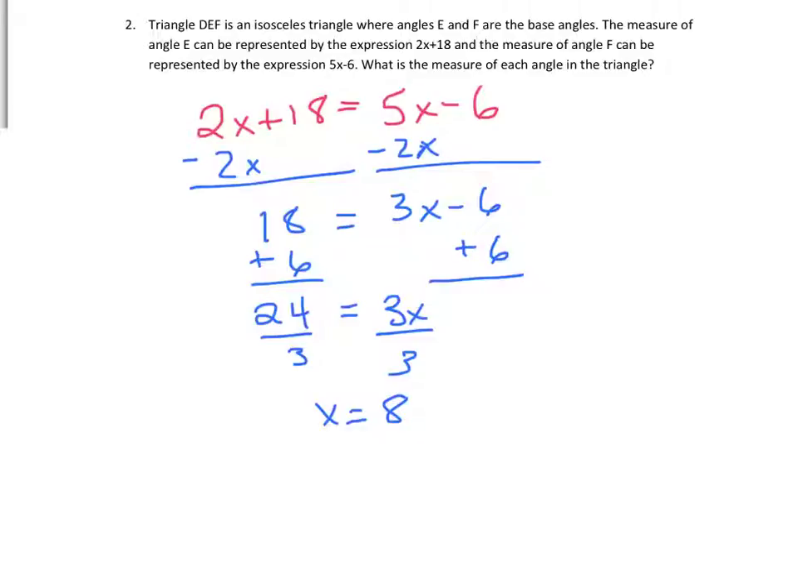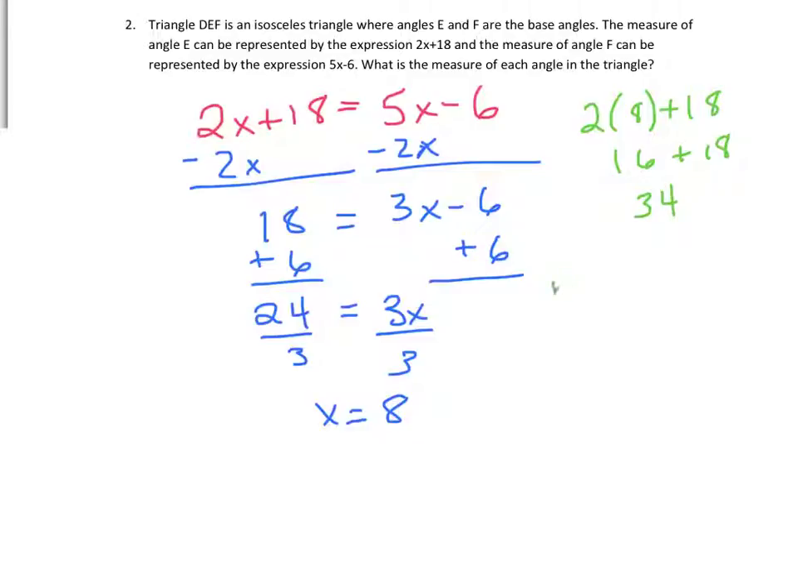Okay, so if x is 8, then we just need to plug x in to find the measures of our base angles. So we could pick either equation, or we could pick both to make sure that we did it right. So 2 times 8 plus 18. Well, 2 times 8 is 16, and 16 plus 18 is 34.